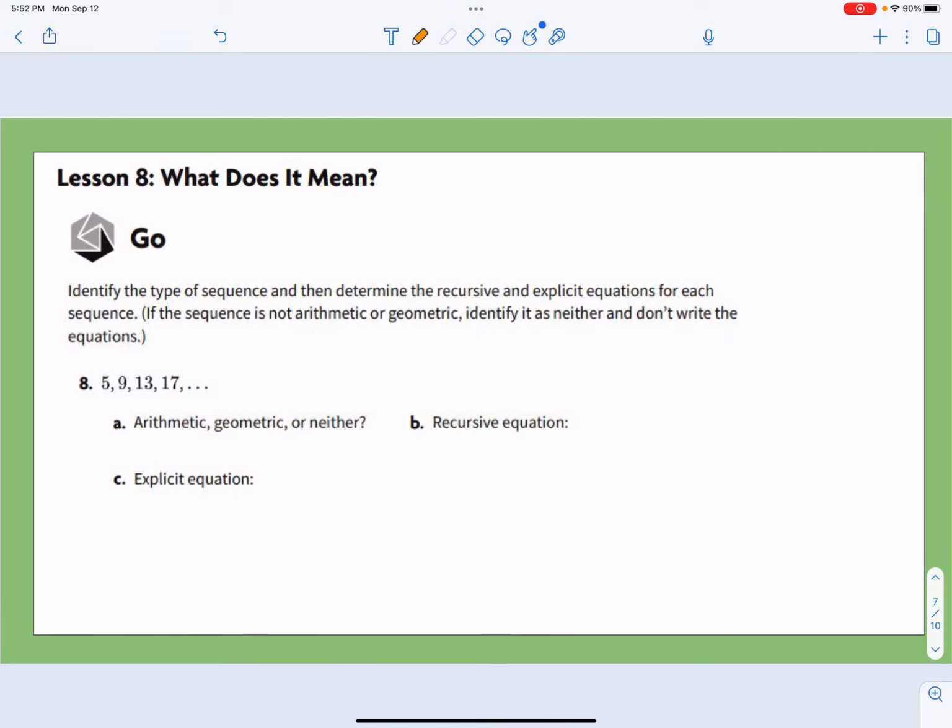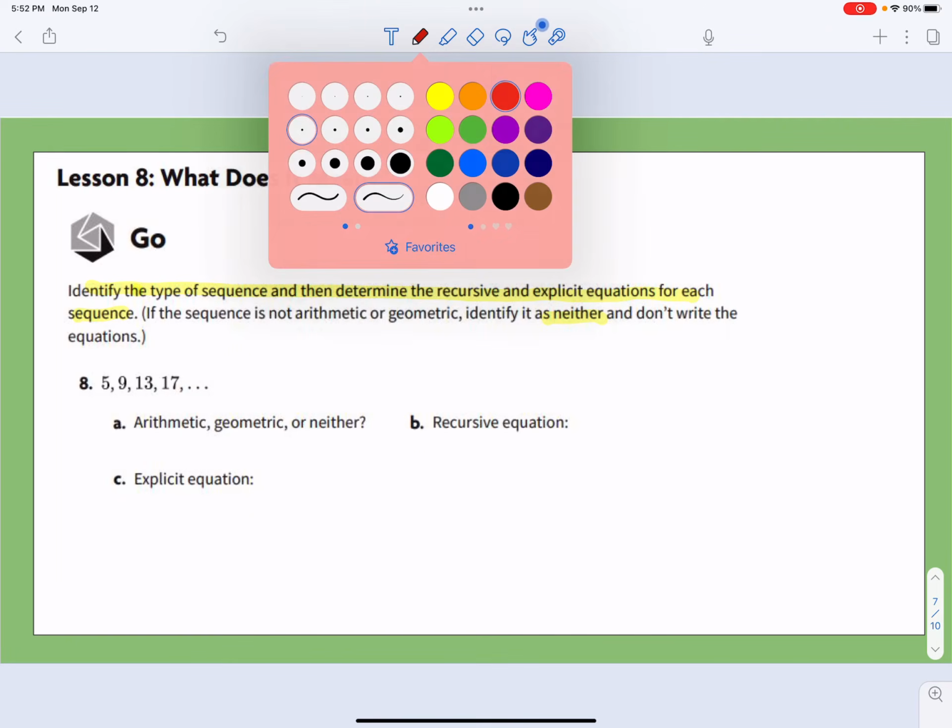All right, next one. Identify the type of sequence and then determine the recursive and explicit equations for each sequence. If the sequence is not arithmetic or geometric, identify it as neither and don't write the equations. All right, so let's do this here.